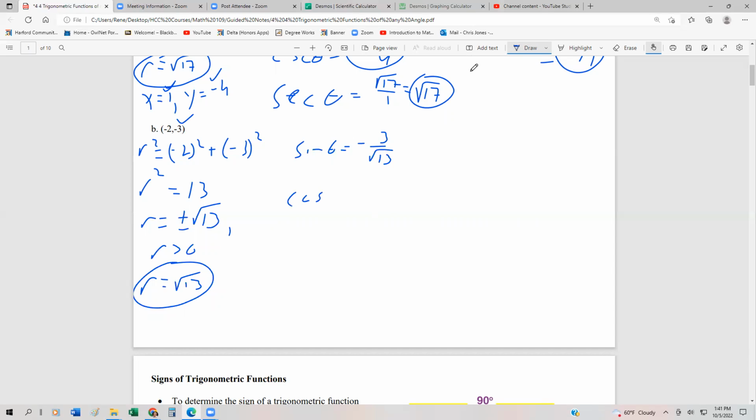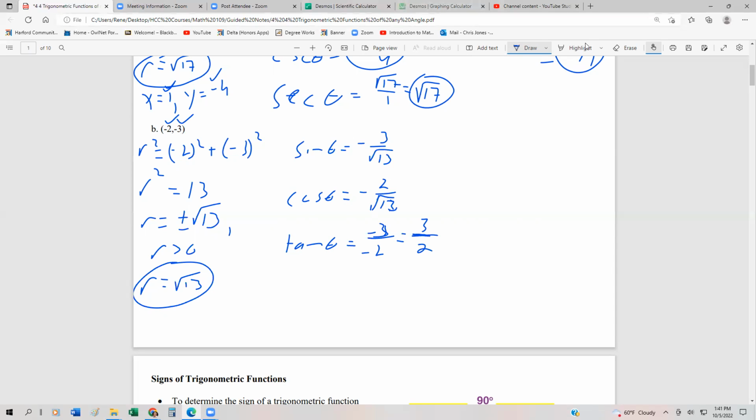The cosine of theta is going to be x over r, so that's going to be negative 2 over root 13. And then finally, we have the tangent of theta, which is going to be equal to y over x. That's negative 3 over negative 2, which is positive 3 over 2.